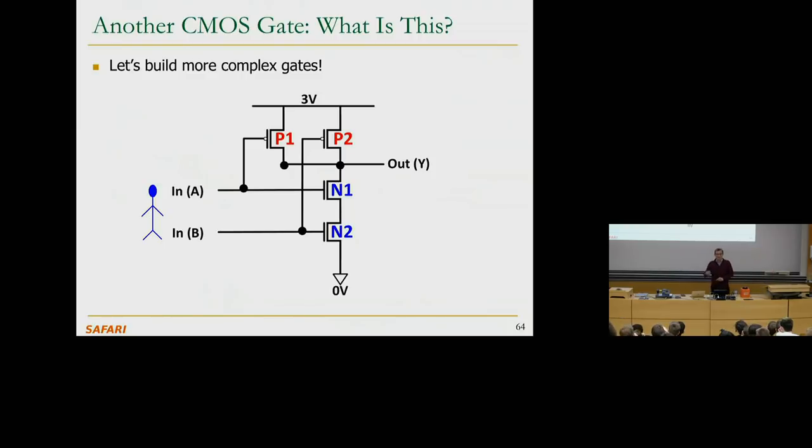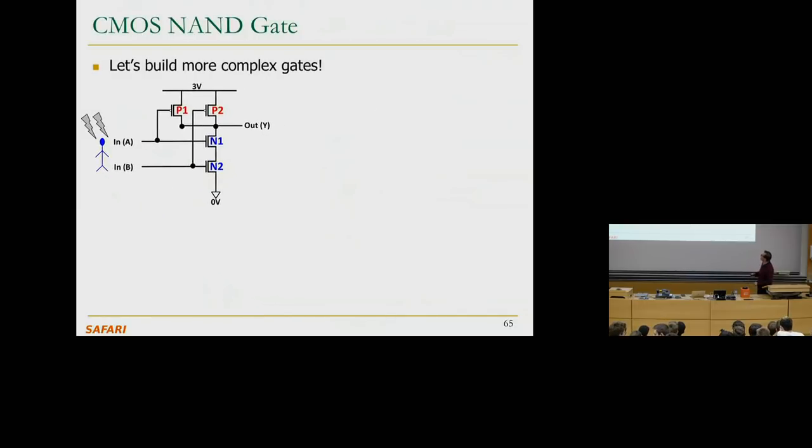All of the other cases, when either A or B is a 0, you get a 1 at the output. So this is a NAND gate. Why is it called a NAND gate?